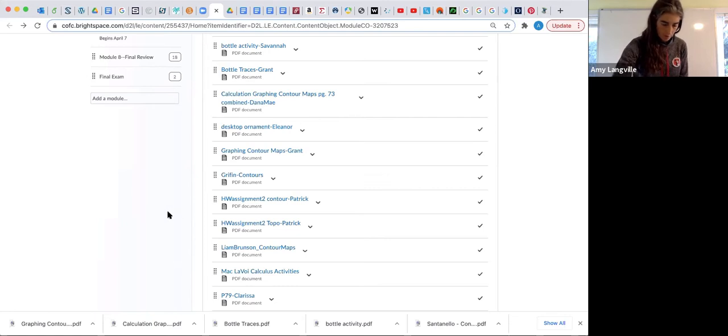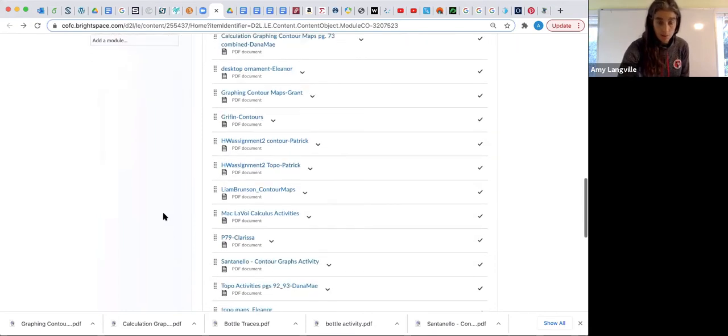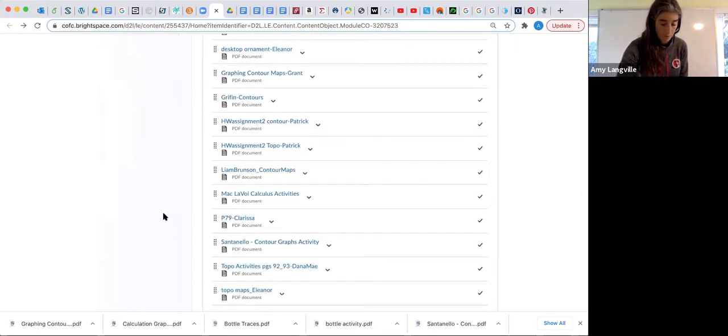Let's see, who else should I mention here? Lots of folks, really good work. Yeah, that was Griffin. Okay. And then the desk ornament, really nice by Dana May, Eleanor, and Liam. I put them all in here. Again, some really nice pictures and descriptions that go with those.